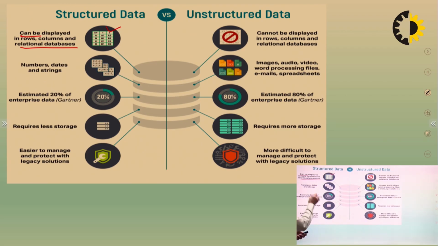Second, we have numbers, dates, and strings, which are different types. In the first file, we have used all numbers. In the second file, we are using all date types, and in the third one, we are using string type. So this is also a type of structured data, but it is estimated at 20% of the enterprise data. That is limited.